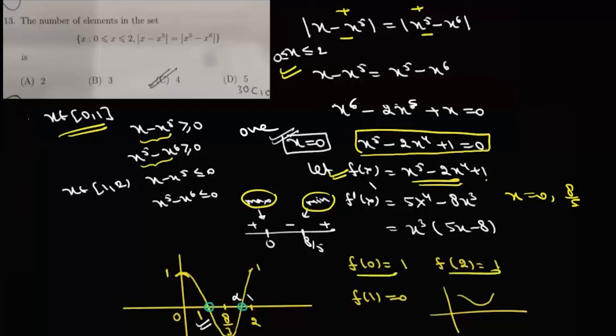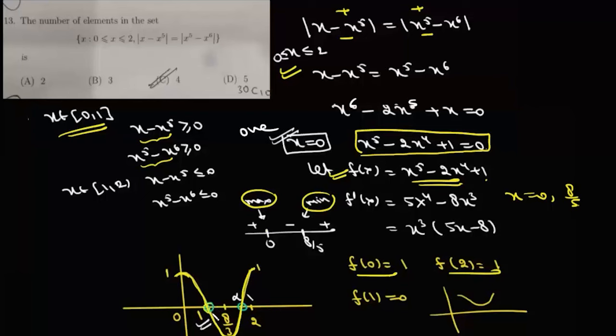And in this, we can also find the value of f(1), because just by inspection we know f(1) is 0. So it'll have a maxima at 0, it'll have a minima at 8 by 5, and then at x equal to 2, it'll attain the value 1, and at 1 it is 0. So now it'll come down, at 8 by 5 it'll achieve its minimum, and then it'll go up. So this equation will have two real roots between 0 and 2.